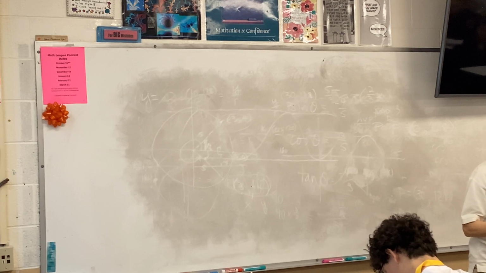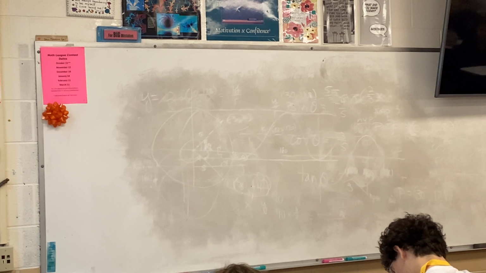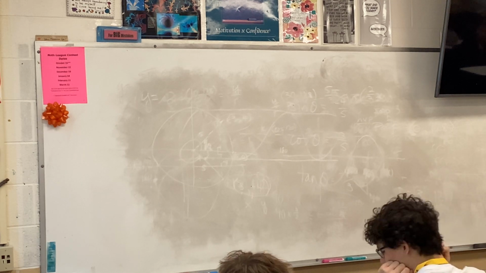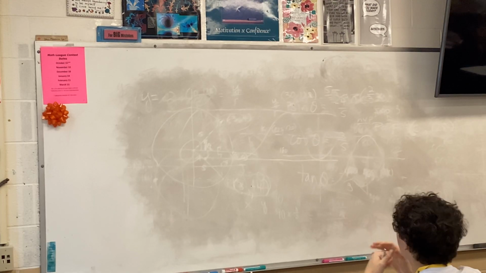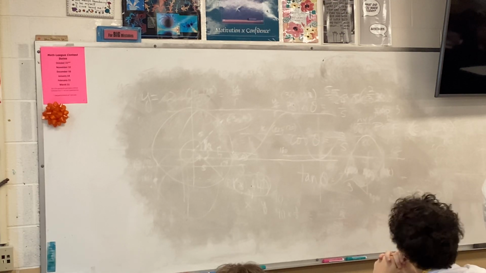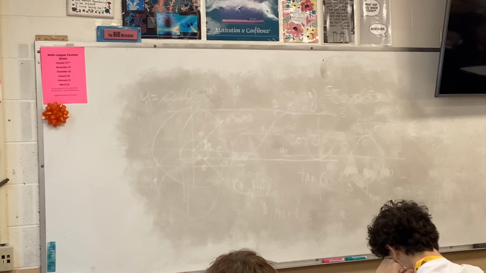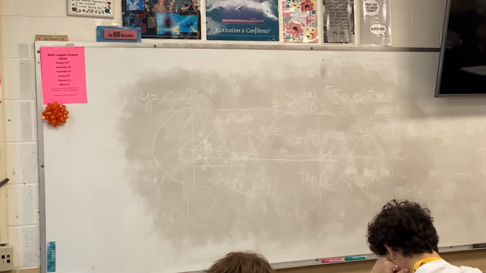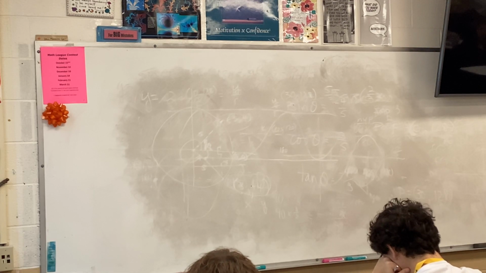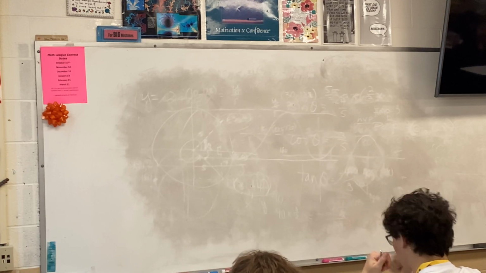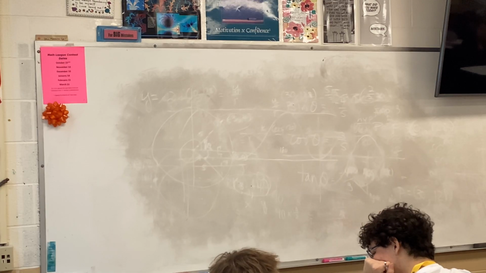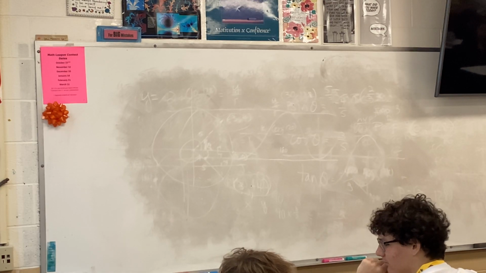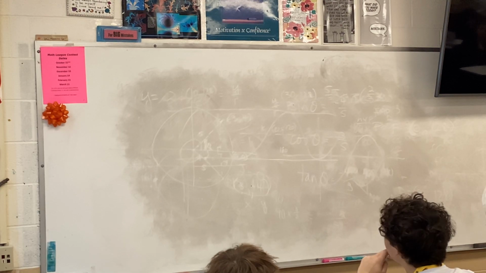So using the graph, find the following values. The period's 4. So g of 9 will be the same as g of 5 and g of 1, right? They're 4 apart. So it looks like g of 9 is 1. Remember, this is like a function, so we're finding the y value when x is 9.